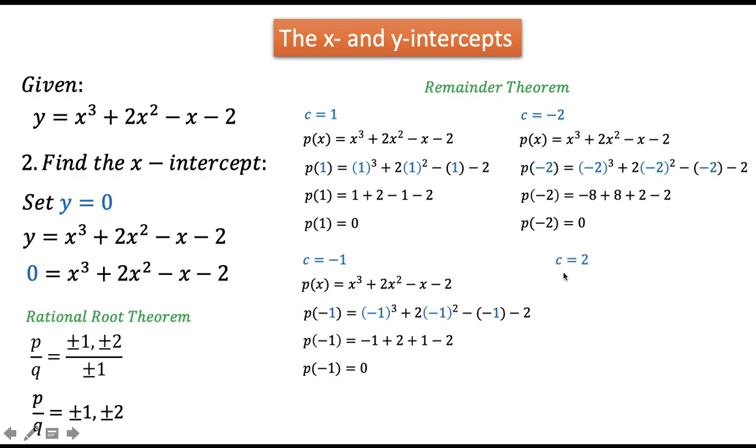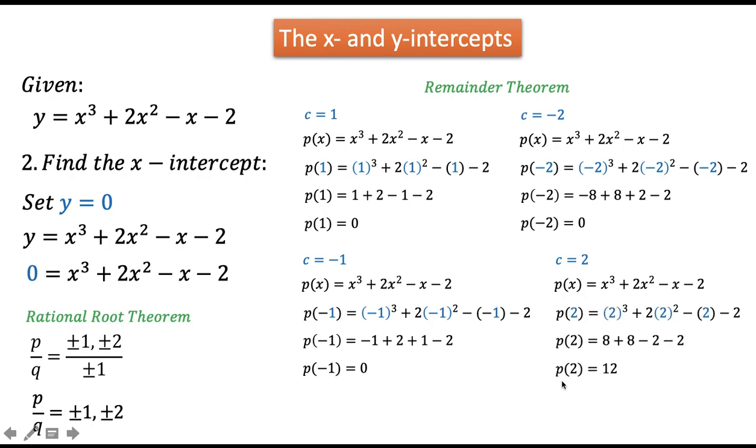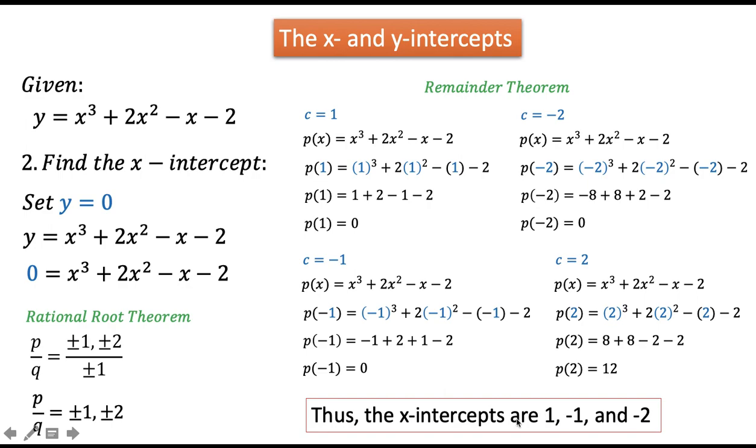Lastly, the positive 2. Replace, then solve. Then in here, unfortunately, our remainder is not 0. It is 12. So this tells us that positive 2 is not one of the x-intercepts. Thus, the x-intercepts are positive 1, negative 1, and negative 2.